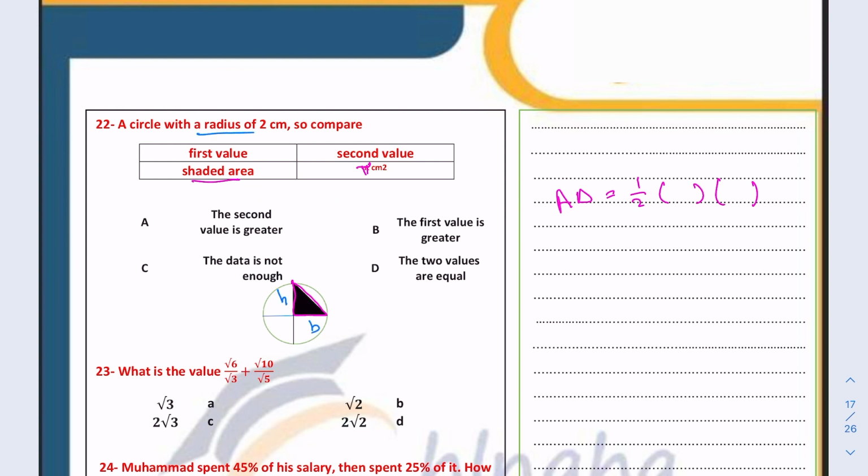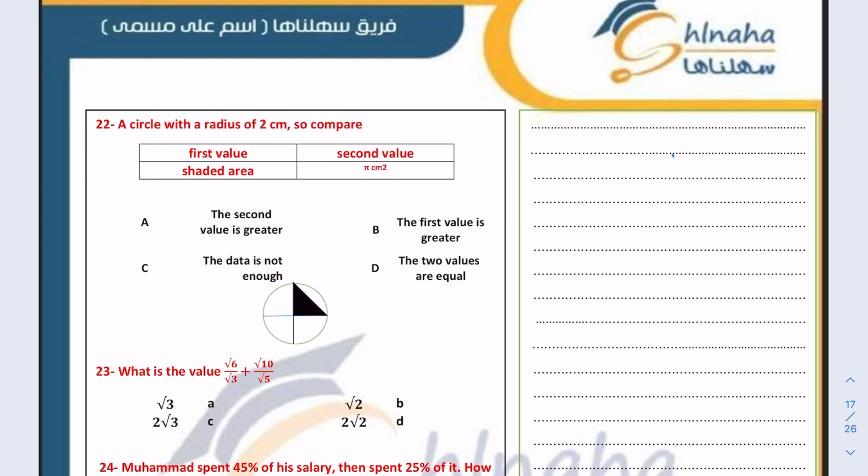Do you see? The radius is 2. So this is radius and this is radius. Why? Because the radius is the distance from the center to the circle. Here also 2, here also 2, and here also 2. So I can write here 2 and here 2. Half of 2 is 1. 1 multiplied by 2 will be 2. And here pi. Pi is approximately 3.14. So pi is more. It will be B. Letter B. So the second value is more. Let's take the next question.